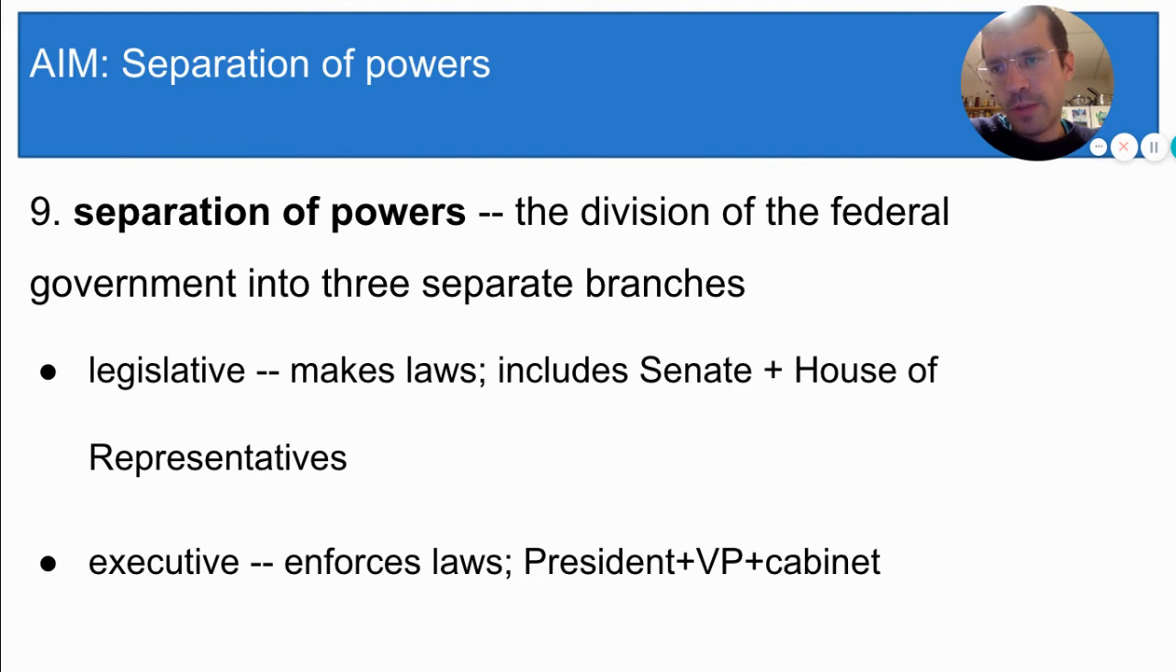Let me go back to the job of the executive branch, to enforce laws. What does that mean exactly? The president is the head of the military, and if a state refuses to follow federal laws, the president can send in the military to force a state to follow them. In other words, the president is enforcing the laws, making sure that they're followed. This has happened a few times in history that the president has had to send in troops to enforce laws, and we'll look at some examples later on in the year.